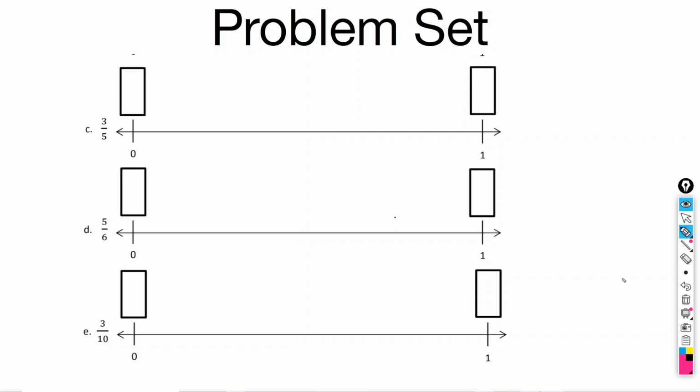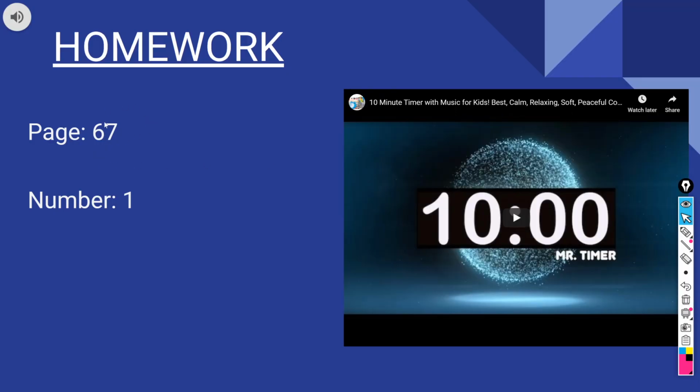I'm going to go ahead and give you your 10 minutes of homework time. Homework is page 67. Hold on. Number 1, which is the whole page. Remember, try to get as much done as you can in that 10 minutes, and then log on to Zearn and do lesson 15.